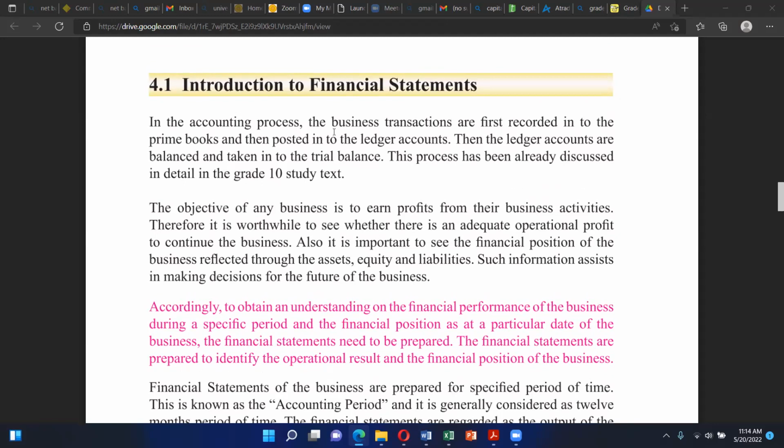Starting from the cash book, all cash receipts and all cash payments will be recorded in the cash book. You have petty cash payments, which will be recorded in the petty cash book. You have credit sales that will be recorded in the sales journal. You have credit purchases that will be recorded in the purchase journal.